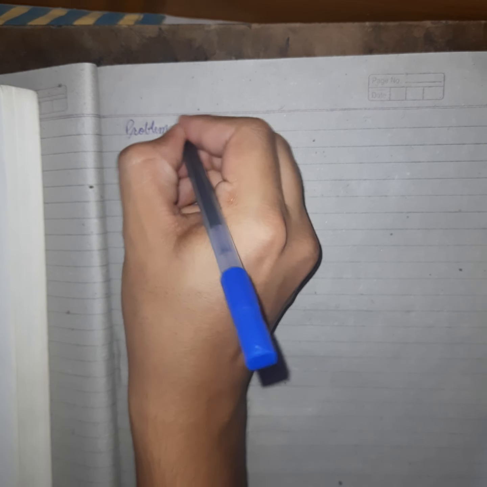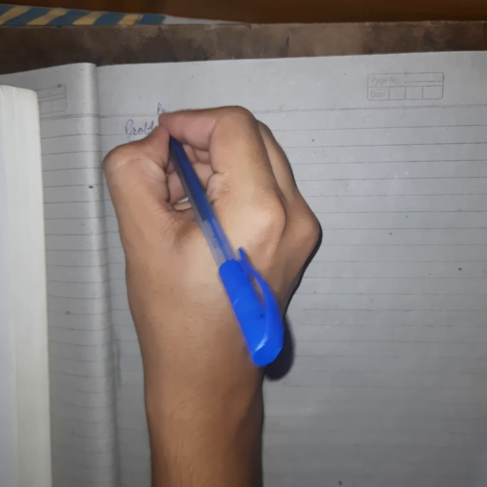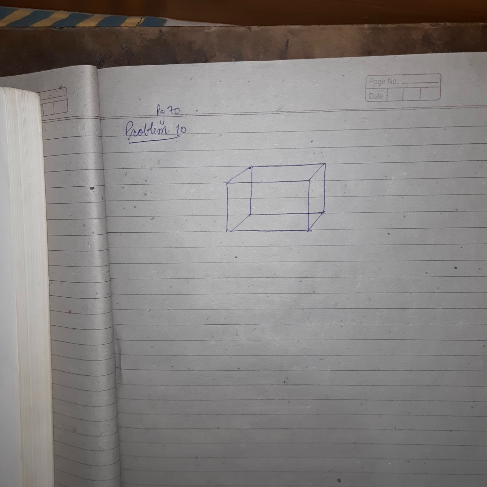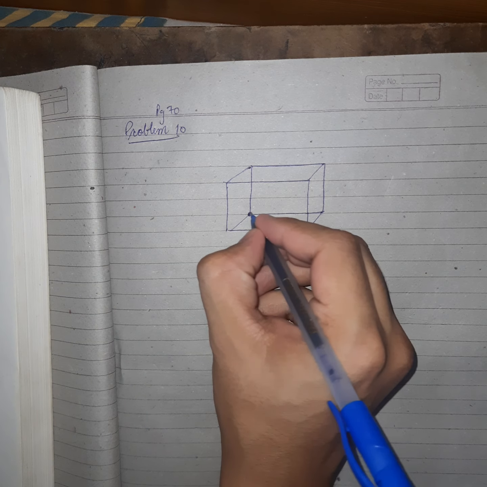So, problem 10, page 70. Let us draw the cube first. The figure is somewhat like this. Okay, so the charge is here and the shaded side is this one.